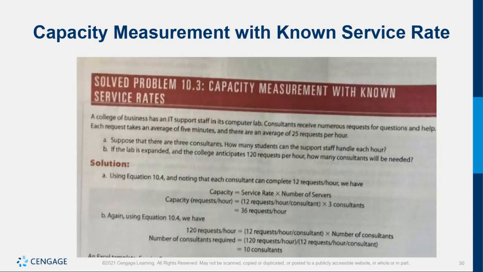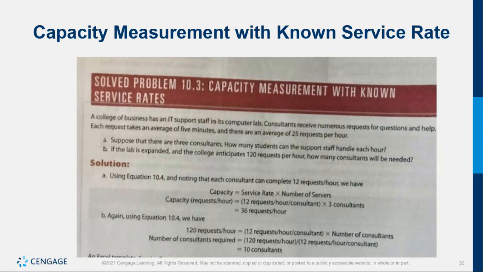And then the B part, again using the same equation, 10.4. What if there's an influx of requests and it goes up to 120 per hour? So you would say the capacity of 120 requests per hour is going to equal 12 requests per hour per consultant times the unknown number of consultants, right?